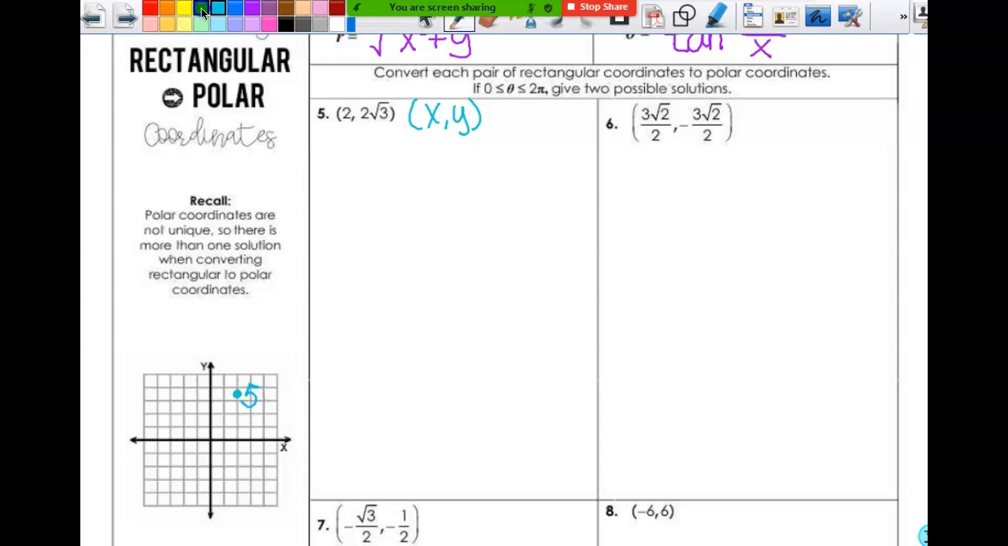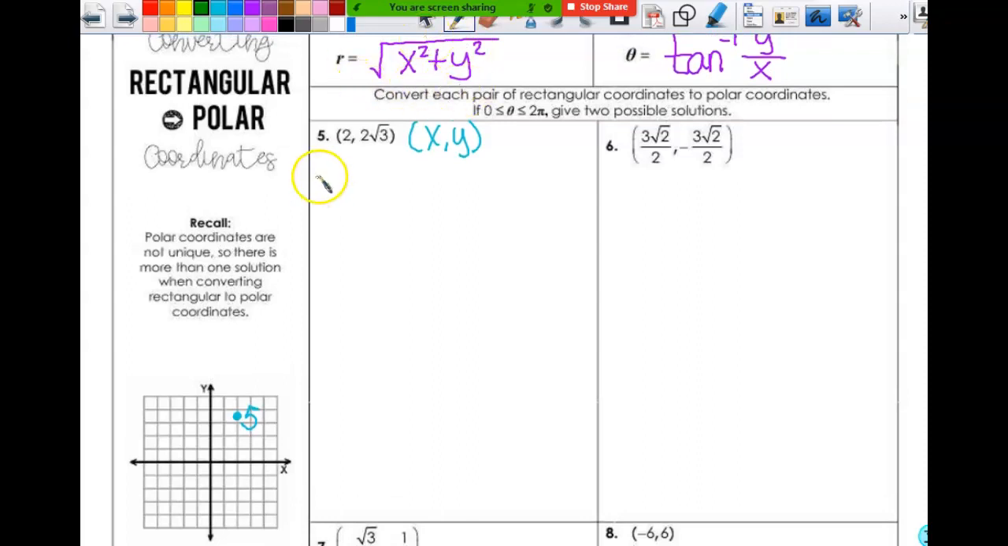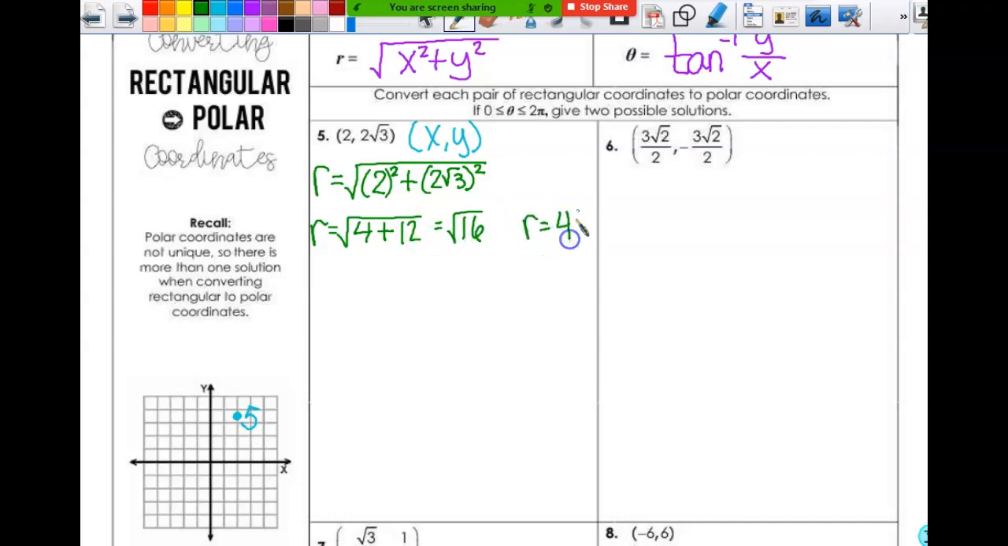Alrighty, so to get r, I have to use x squared plus y squared. So r equals the square root of x squared plus y squared. So r equals the square root of 2 squared plus 2 square root of 3 squared. So that's the square root of 4 plus, what's 2 square root of 3 squared? Square the 2 and get 4, square the square root of 3 and get 3, you get 12. So that equals the square root of 16, which means r equals 4.